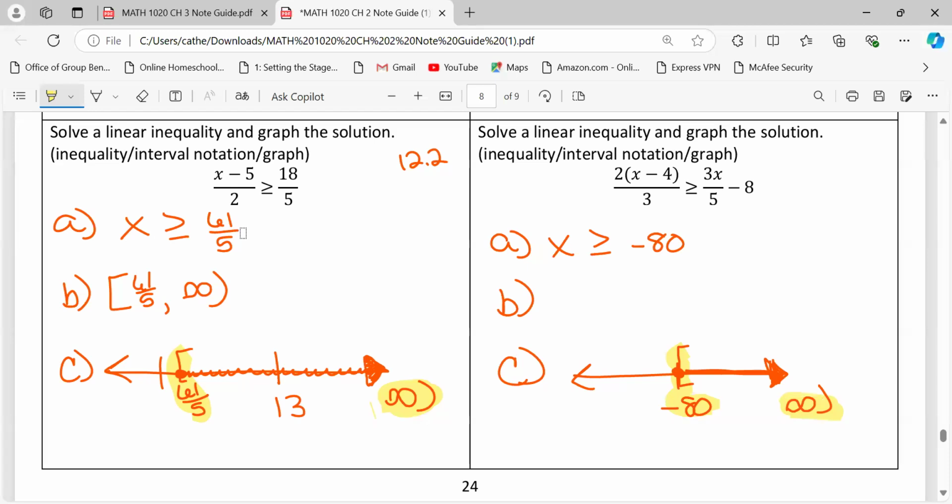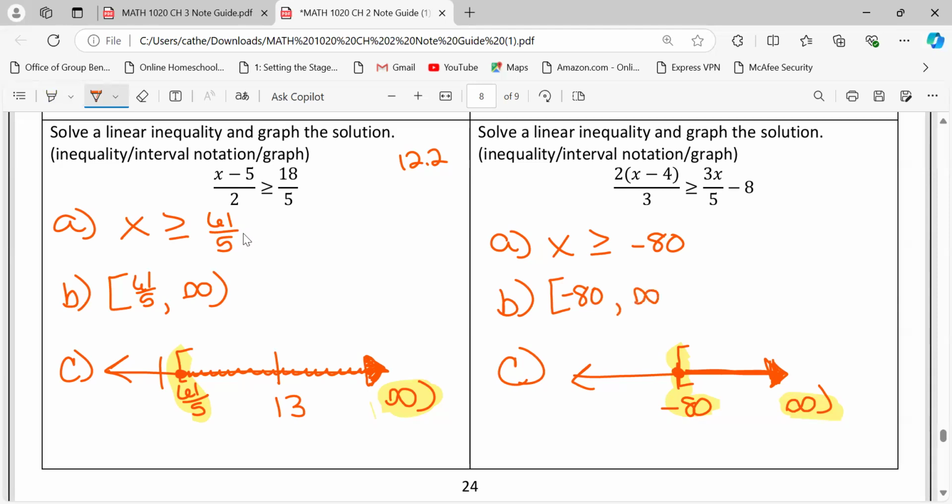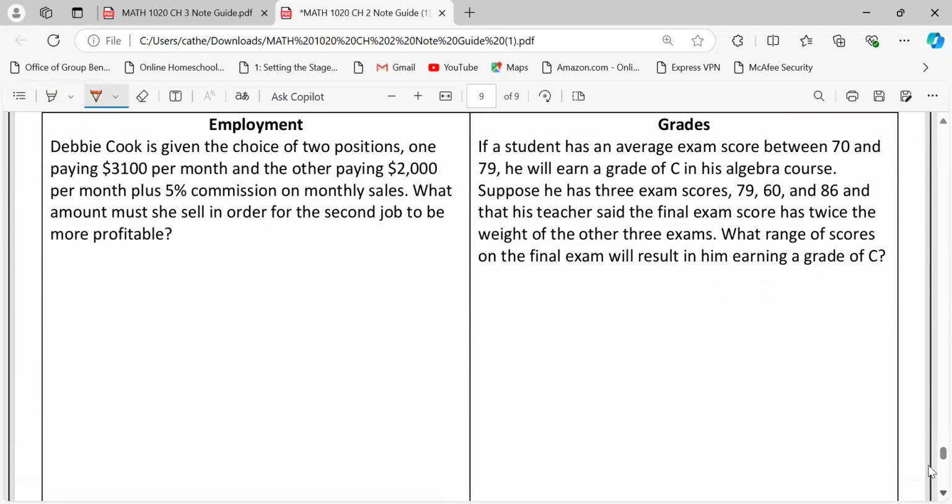So looking at what we put on the number line, or how we graphed it left to right, we run across the negative 80 first, and the inequality symbol tells me there's a bracket on it. We're going towards positive infinity, and infinities always have a parenthesis.